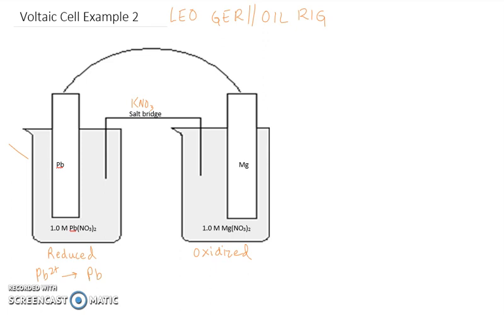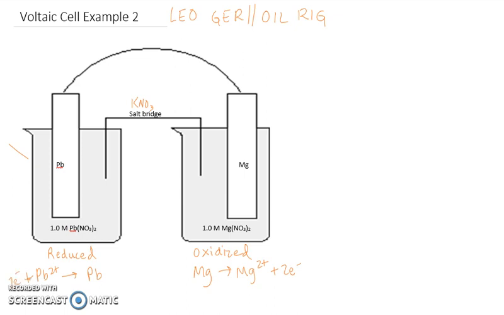Since magnesium is going to be oxidized, oxidation is loss, it's going to lose electrons, so it's actually going to become more positive. So it starts as magnesium and it's going to become magnesium 2+. We're going to go ahead and add our electrons in there in order to balance it out. Plus 2 electrons here, plus 2 electrons here.